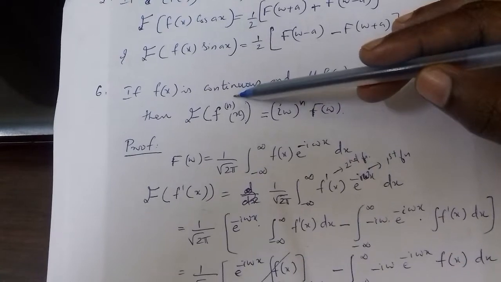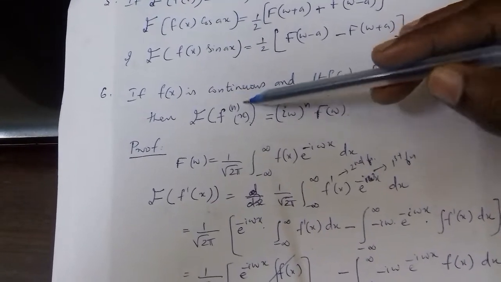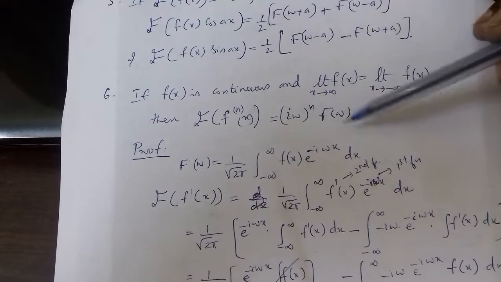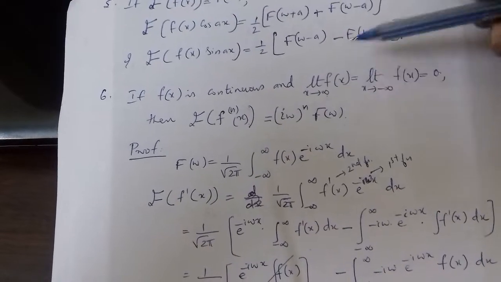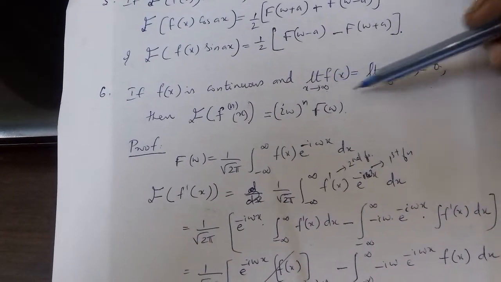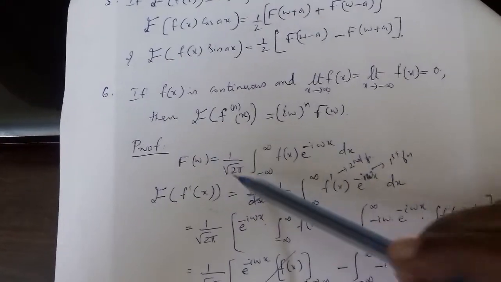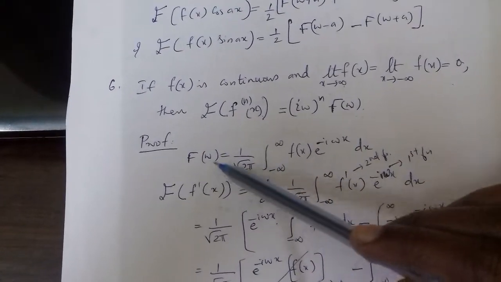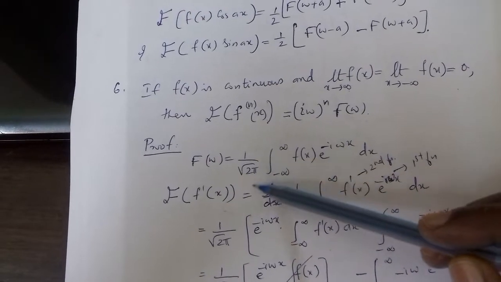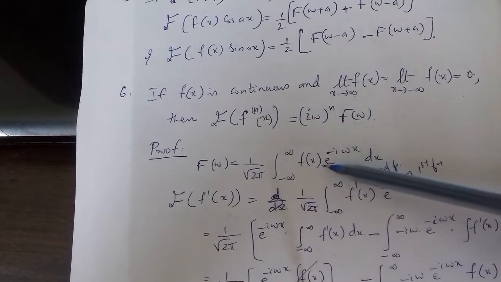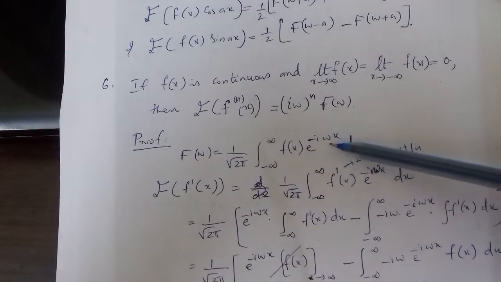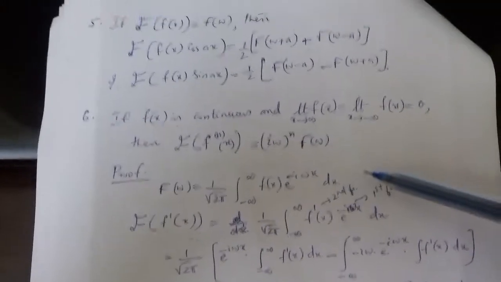So we have to prove that the nth derivative of f of x and its Fourier transform is (i omega) the whole raised to n into F of omega. The condition is limit x tends to plus infinity and minus infinity, f of x is 0. So we can prove it from the definition: F of omega is 1 by root of 2 pi integral from minus infinity to infinity f of x e raised to minus i omega x dx.